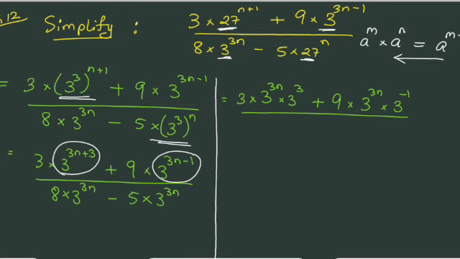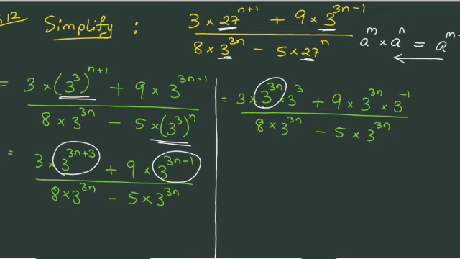Leave the denominator as it is, because we do not need to apply that rule there. So 8 into 3 raised to 3n minus 5 into 3 raised to 3n. Now factorize. Whenever you have two terms in the numerator and two terms in the denominator, you factorize. Factorize means taking out common.